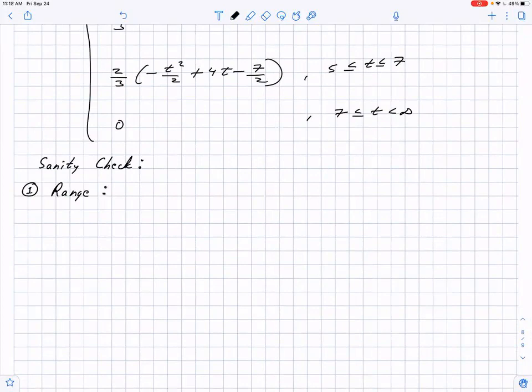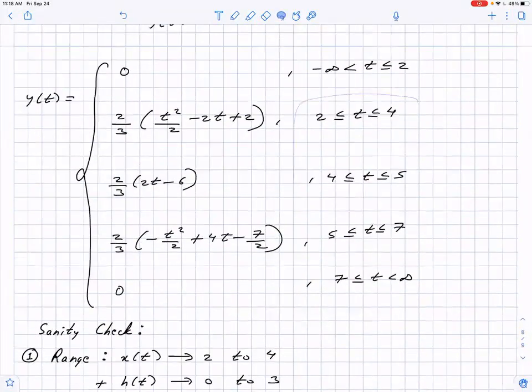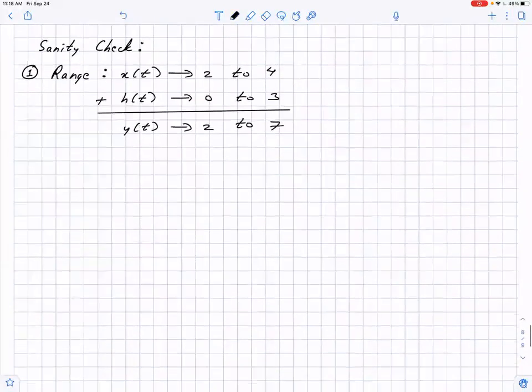Okay, so the first thing we're going to check is the range of various functions. The range of x of t is 2 to 4. The range of h of t is 0 to 3. So based on this, what we should be able to tell is that the range of y of t should be from 2 plus 0, which is 2, to 4 plus 3, which is 7. And that is exactly what we got. From 2 to 7 is the non-zero portion of y of t. So the first sanity check passed.